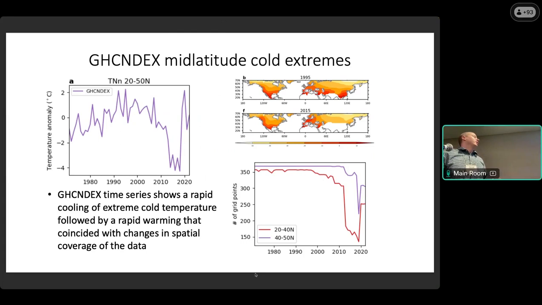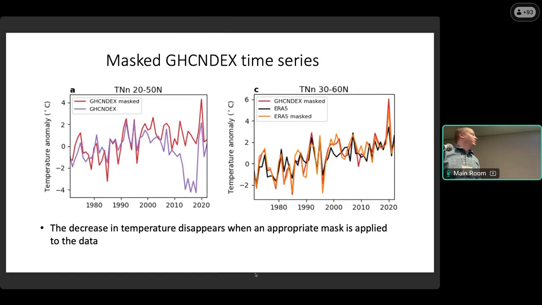And this isn't an unknown issue in the data description paper. They talk about this changing data coverage, and they recommend using masks to account for this when you're looking at spatial averages and trends and time series. Although that doesn't appear to have been done in this Cornell paper. So then we can apply a mask to include only grid points where there's data coverage over the entire time period, and this decrease in temperature goes away.